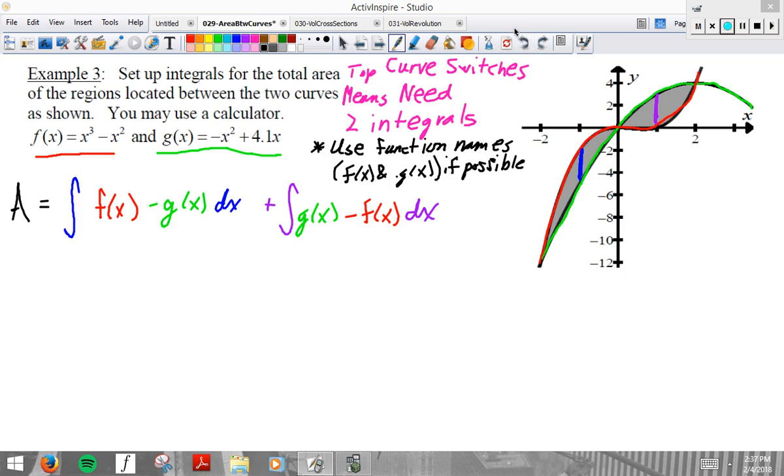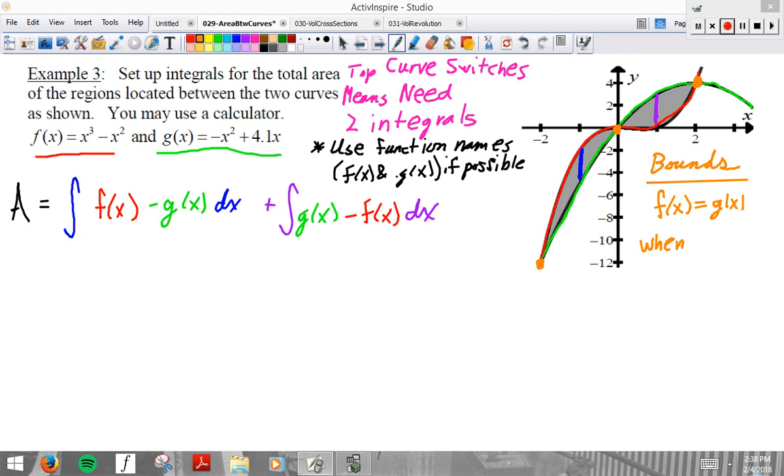Now, both of these are missing my bounds. So a bounds equation, and I really would love to see you labeling it as a bounds equation, or the intersections. Again, we're going to use names if possible. F of x equals g of x. When? Now, just clearly we're going to have three intersections.